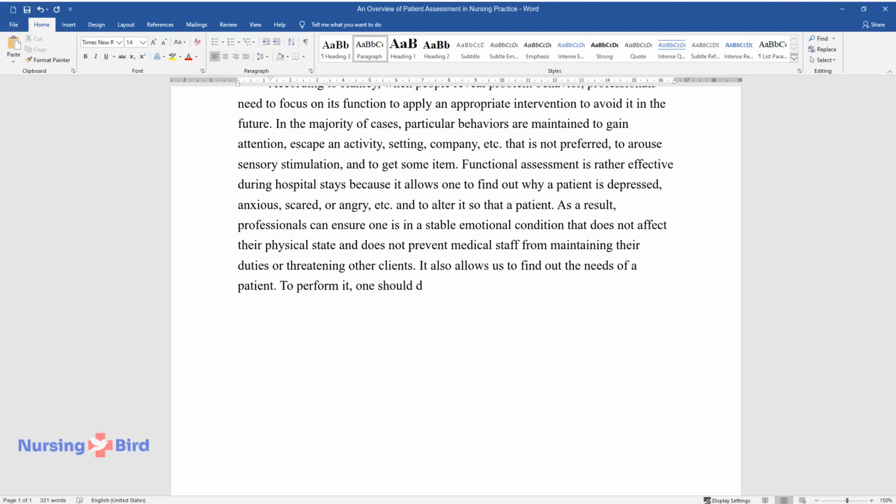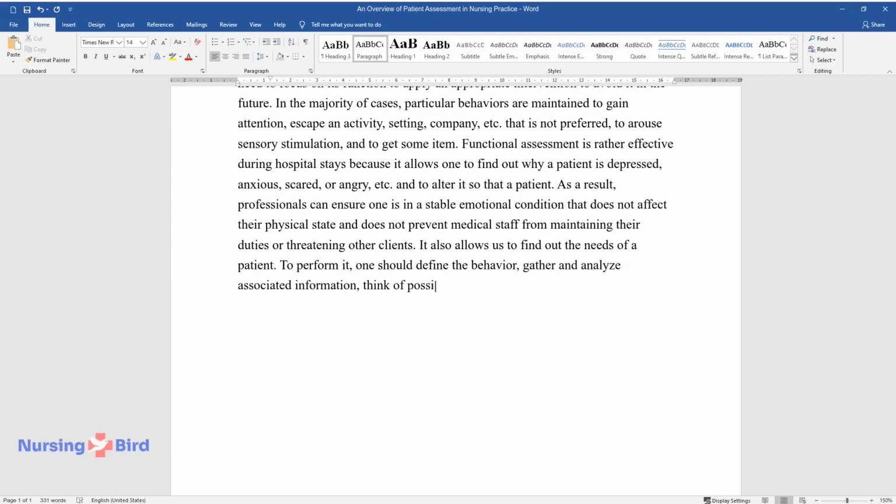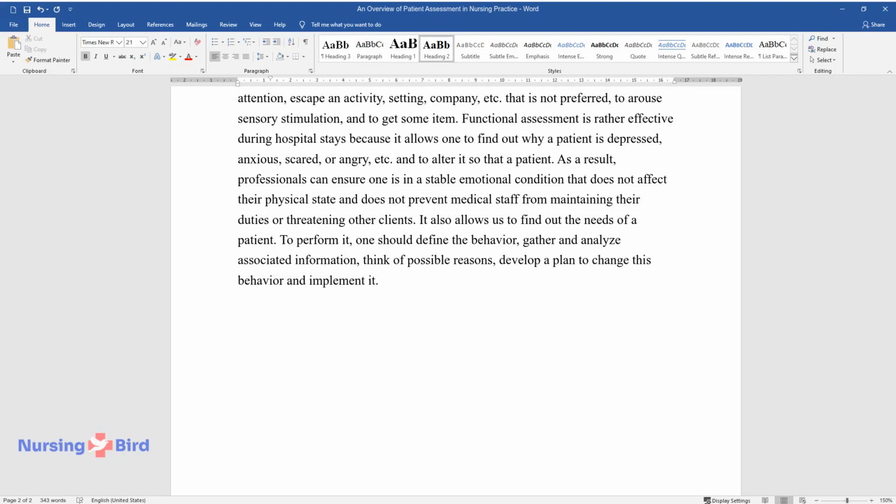To perform it, one should define the behavior, gather and analyze associated information, think of possible reasons, develop a plan to change this behavior and implement it.